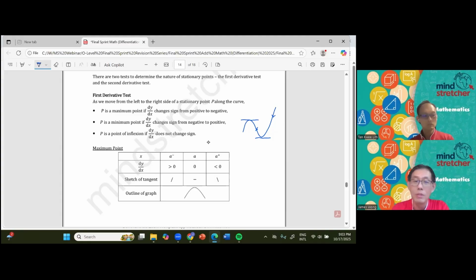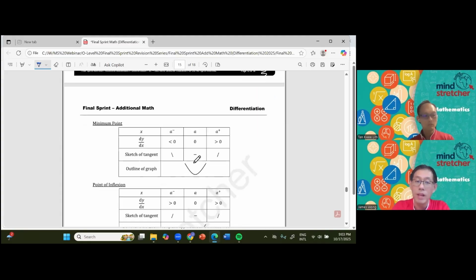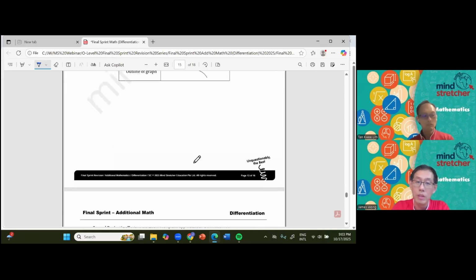Okay, so that's the reason why every time we want to find the stationary point, the word stationary means that the gradient is actually 0. That's why it's called stationary. Therefore, we must always find dy/dx equal to 0 to find the turning point. And whether that turning point is a maximum or minimum point, we can use either the second derivative test, or we can also use the first derivative test.